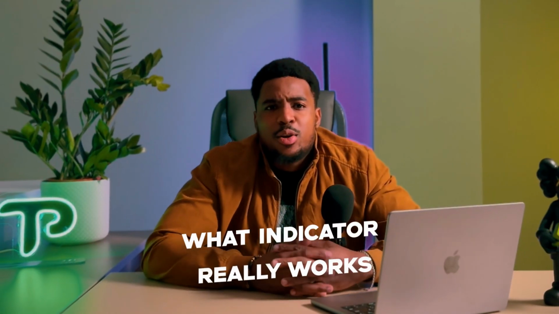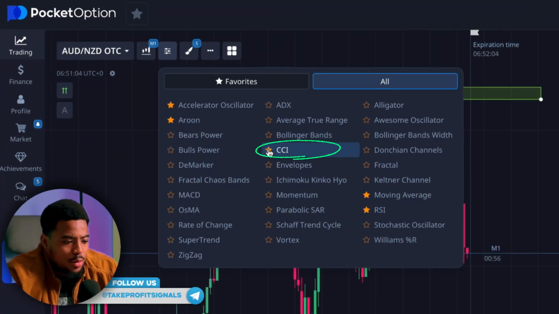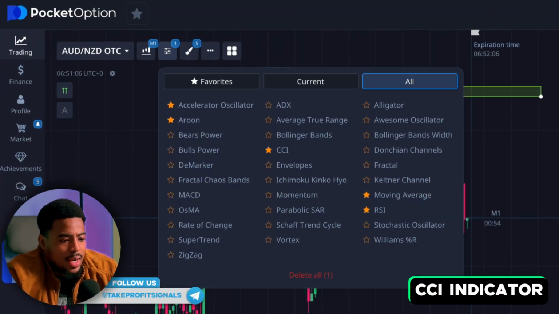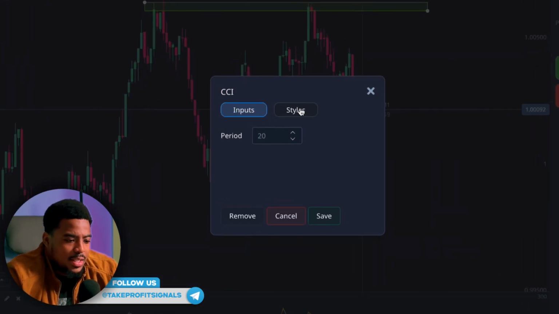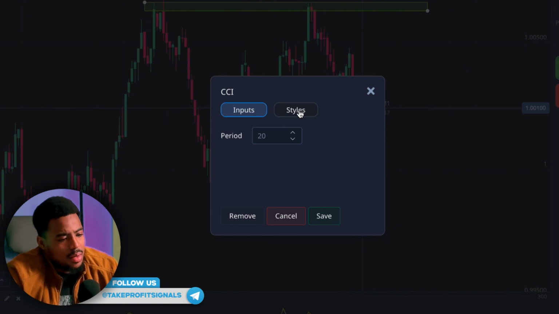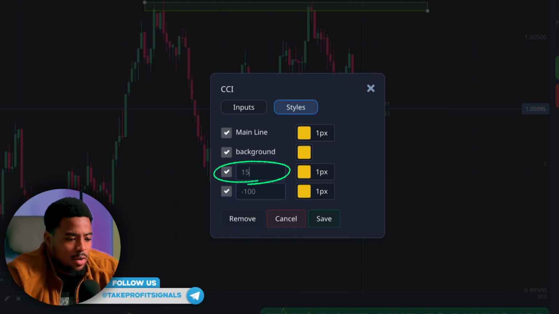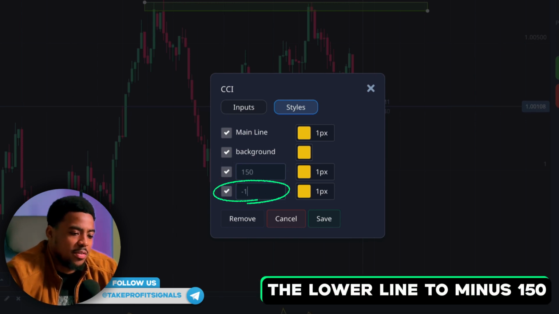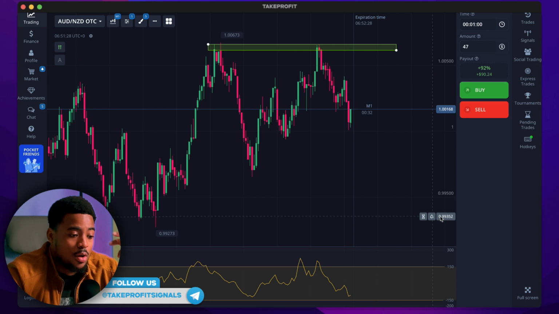Do you know what indicator really works when there are clear horizontal levels in the market? Let me show you. We go to the indicators panel and click here on the CCI indicator. Let's expand it and customize it. We don't change the period. It's basically perfect, but here we will change the upper line to 150 and the lower line to minus 150. Click save.